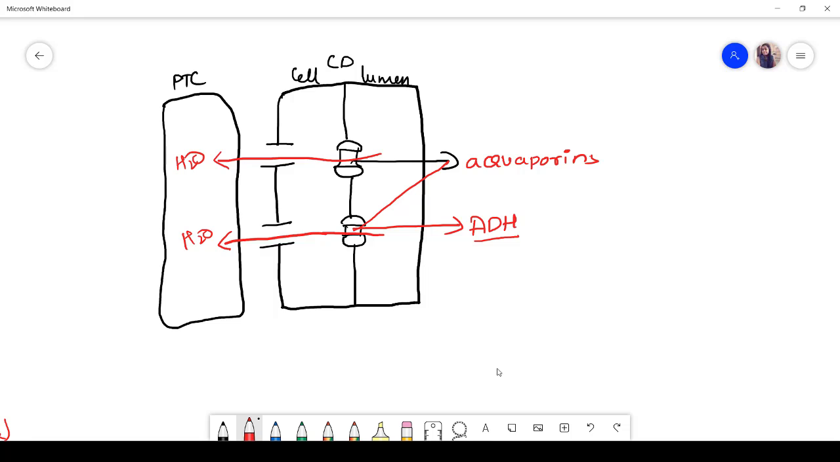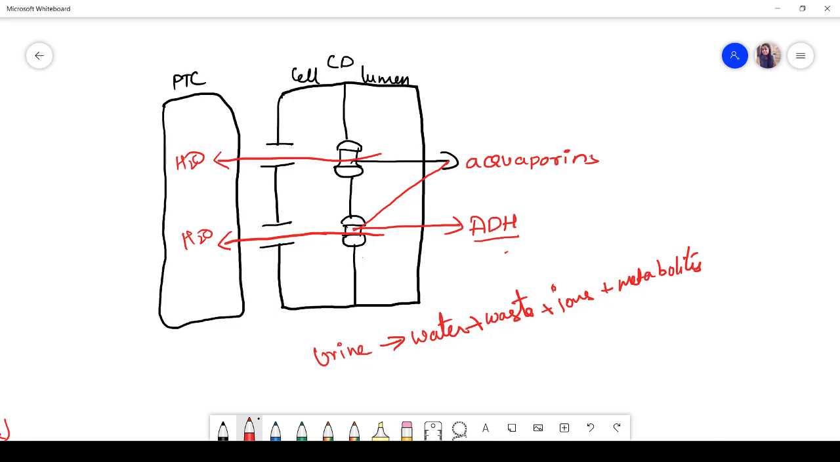This is the end step of urine formation. After this, the remaining water in the collecting duct will go out as urine. So this collecting duct has water. What will this antidiuretic hormone do? It will open these aquaporins. So after this, you are left with urine. This urine consists of, till now we have seen, water, H2O, plus some waste like carbon dioxide, ions like sodium, potassium, and some metabolites.